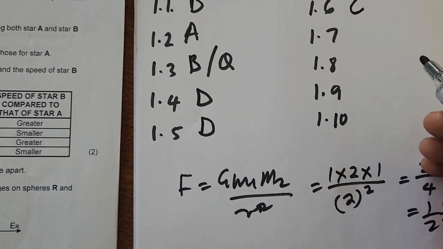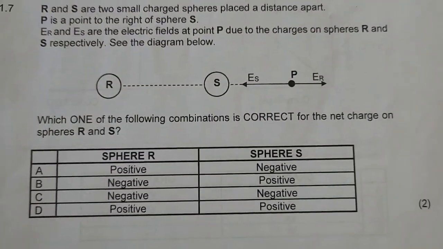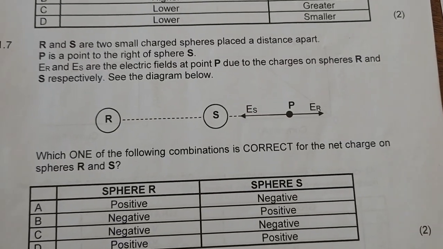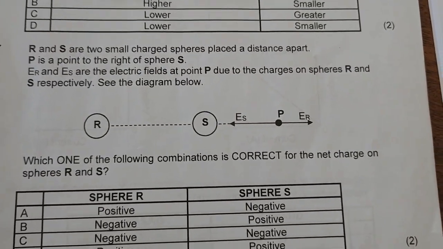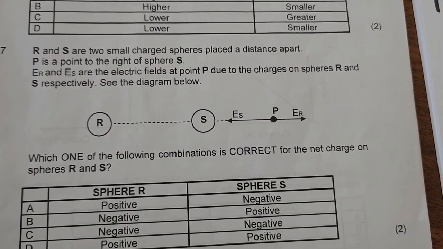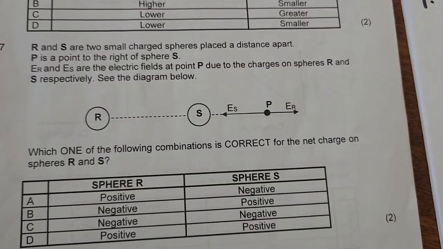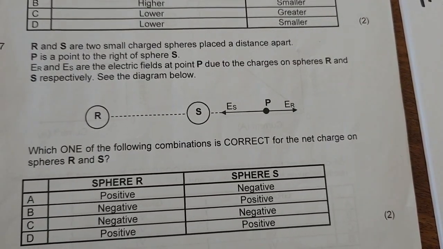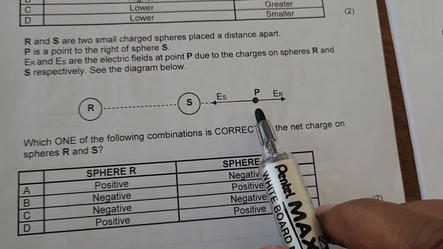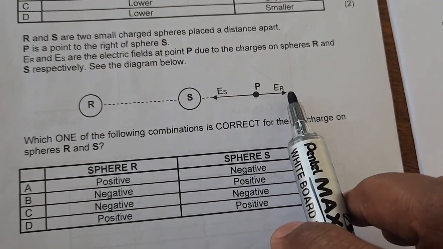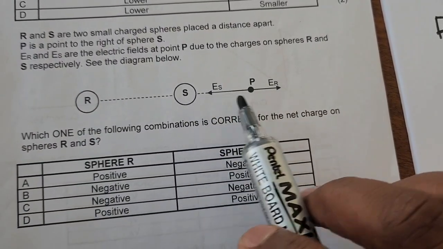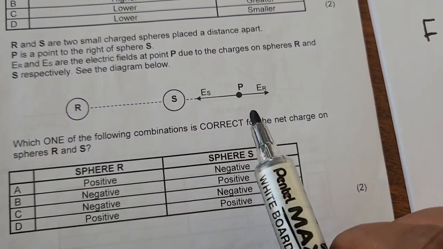And then let's go to 1.7. 1.7 is about electrostatics. R and S are two small charged spheres placed at a distance apart. P is a point on the right of sphere S. ER and ES are the electric fields at point P due to the charges on spheres R and S respectively. See the diagram here. You can see that ER is shorter than ES. Of course, yes, P is closer to S, so it will have a greater electric field strength.